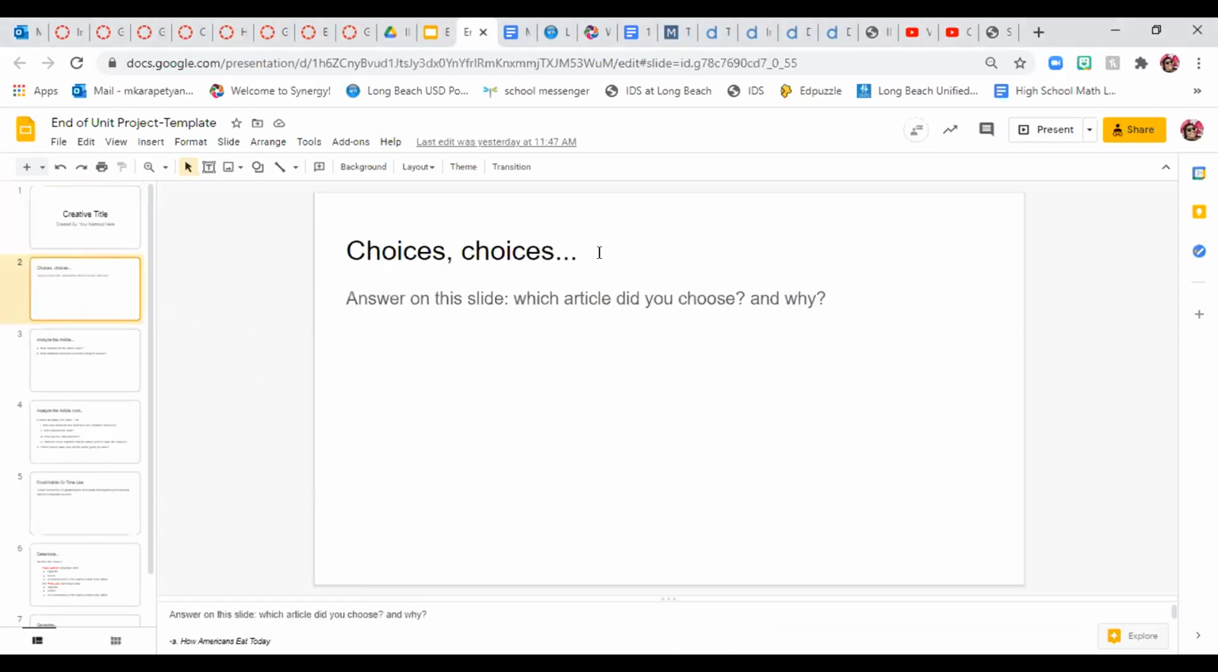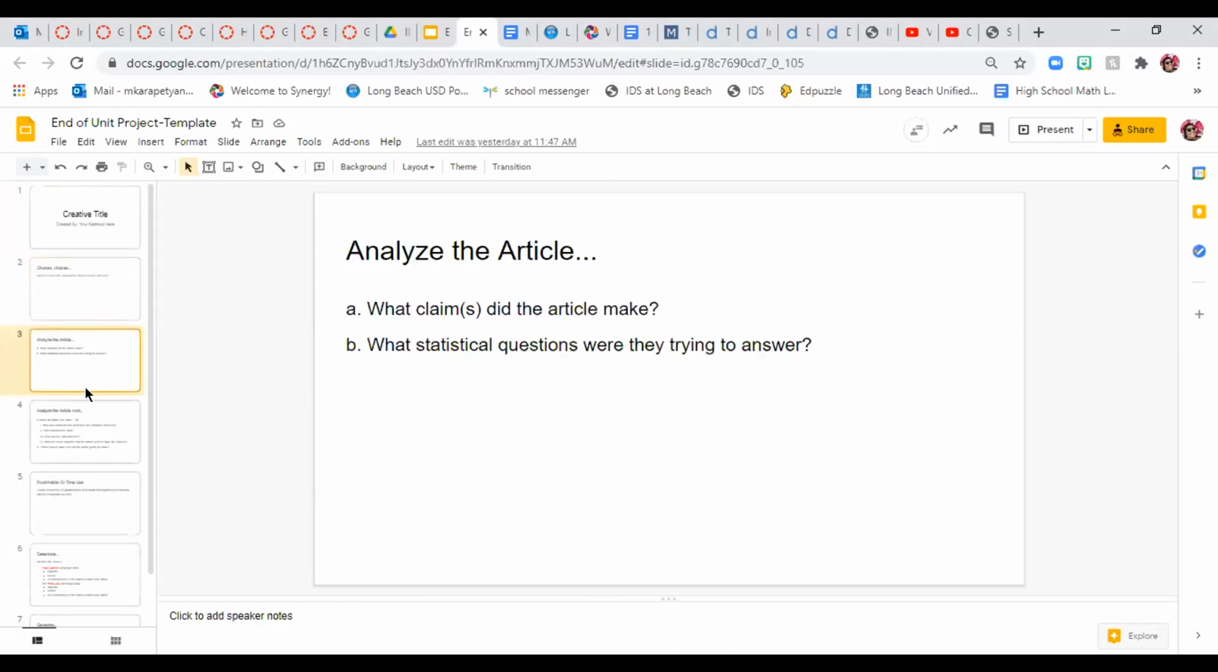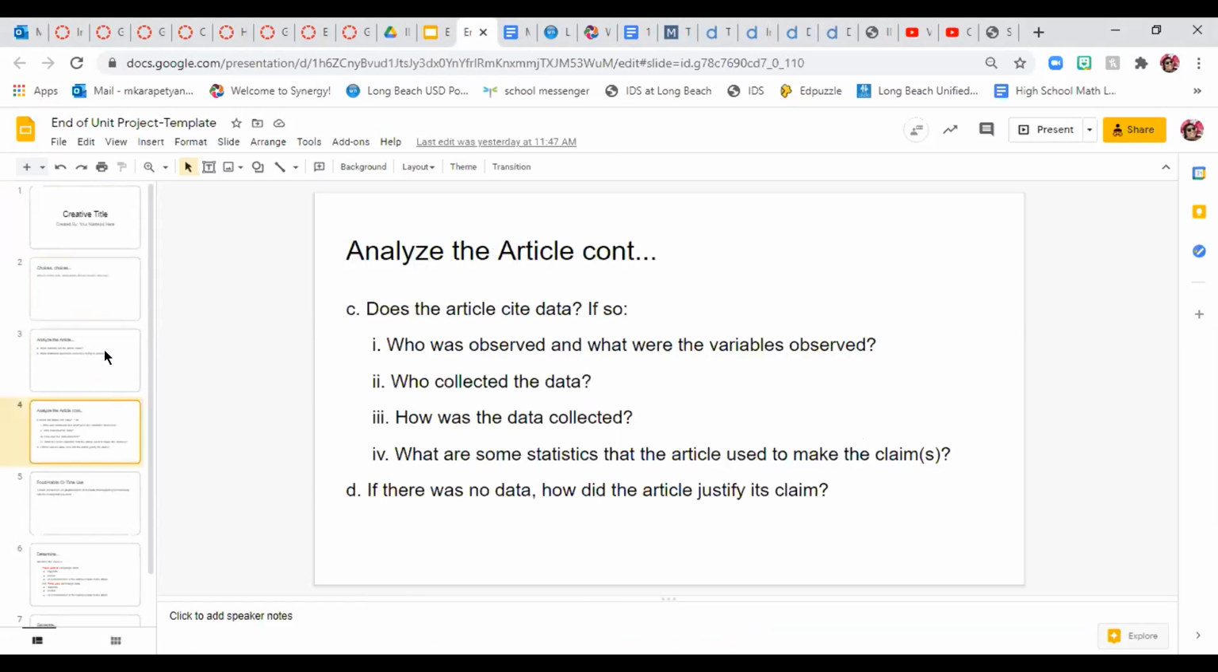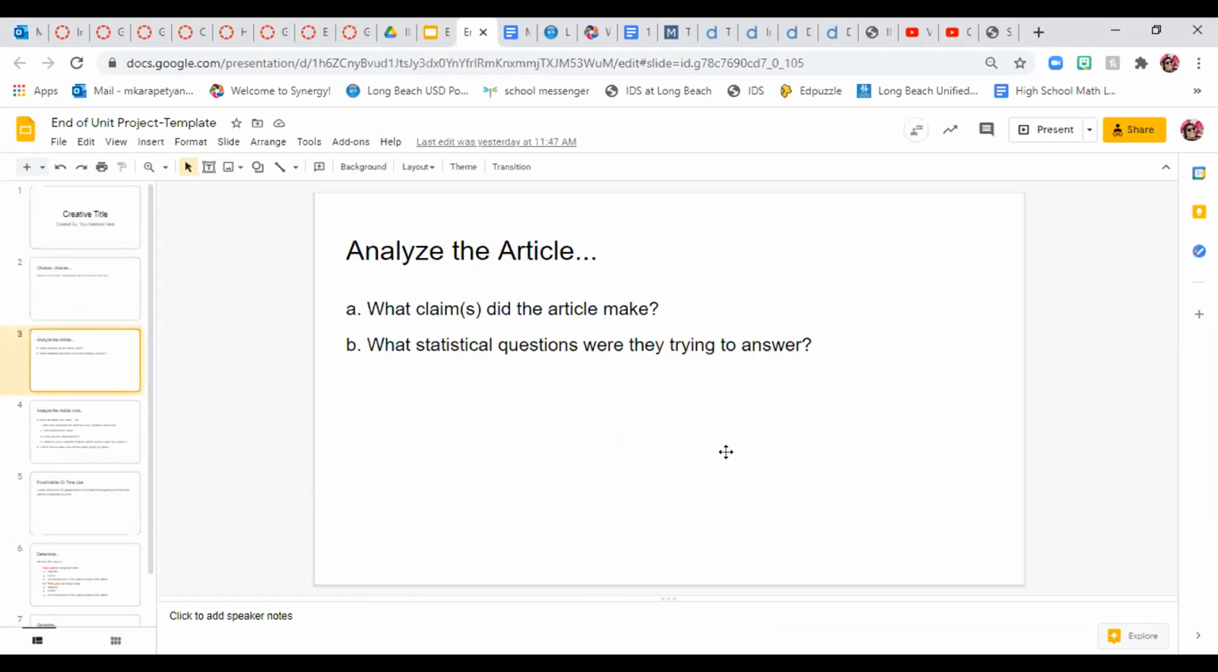Choices. So first slide, choices, answer on this slide. Which article did you choose and why did you choose that article? Okay. And then you're going to go into analyzing the article. So the next 2 slides, slides 3 and 4, are the same exact questions that I had on the requirements slideshow. It's just 2 separate slides so that you can actually fit your answers in there.